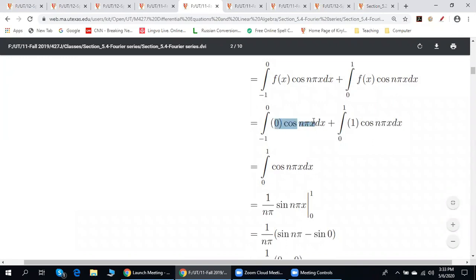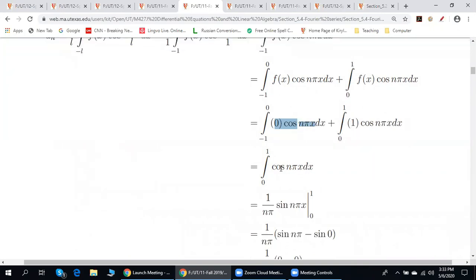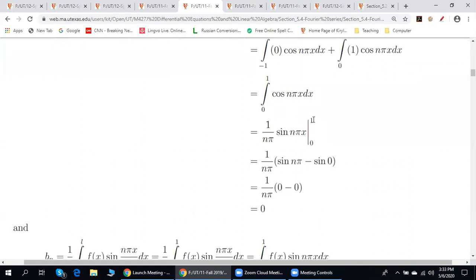Integral of 0 is 0, disappears. 1 times cosine is cosine. Next, by calculus 1, use substitution, antiderivative of cosine n pi x is 1 over n pi sine n pi x. We plug in 1, done. We plug in 0, done. Observe that sine of 0 is 0.